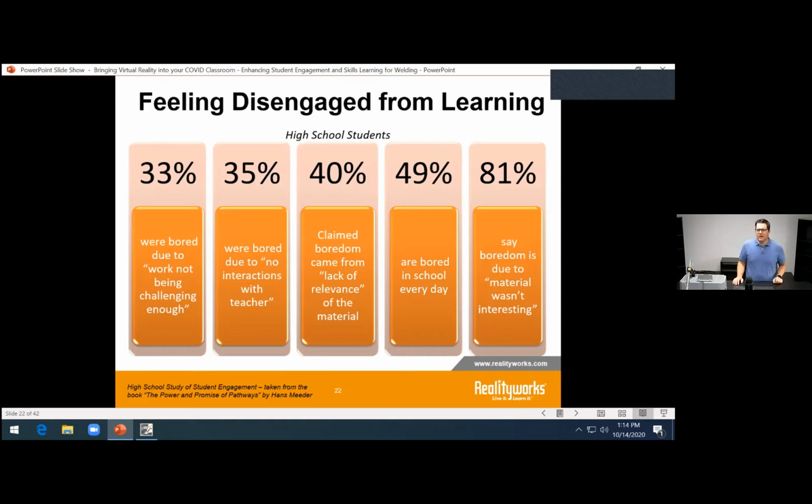All right. Some of the things, the big glaring one is 81% said the material wasn't interesting. We're going to talk to an instructor who talks about the importance of using technology, and the purpose of it is because it helps bring that interest level into your students. Using technology helps bring that.